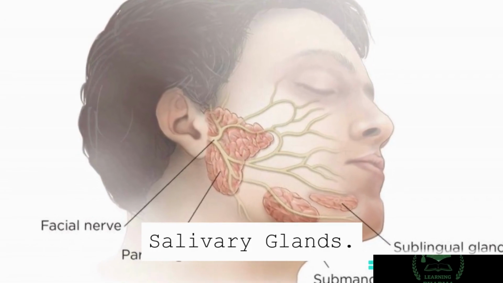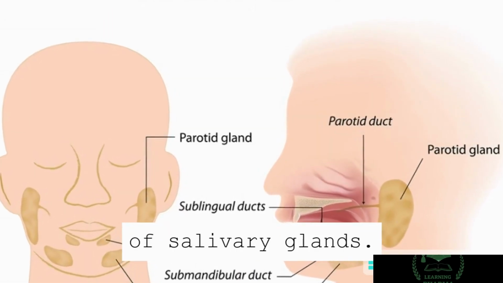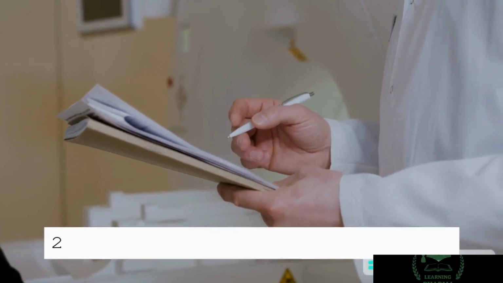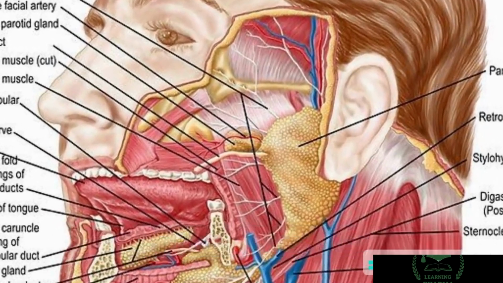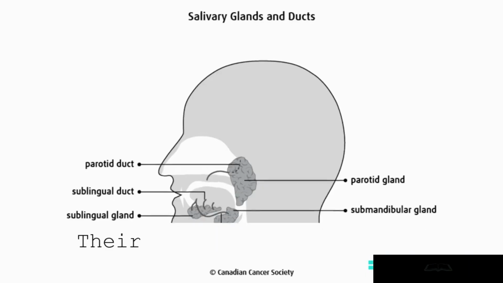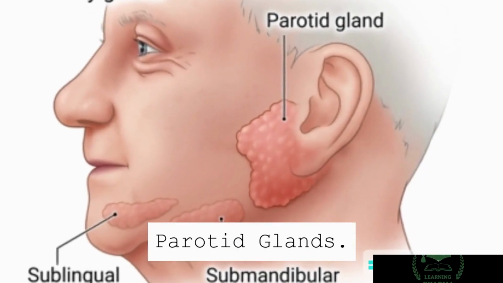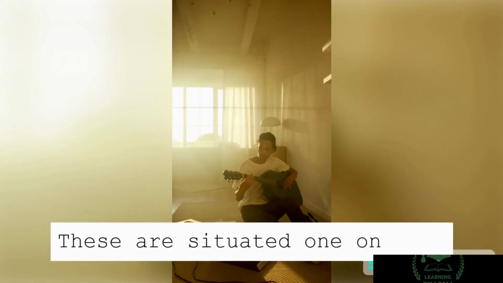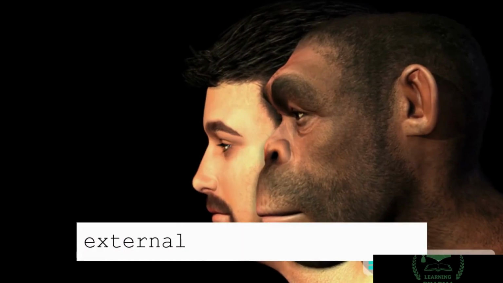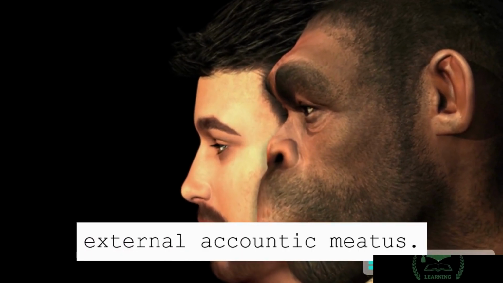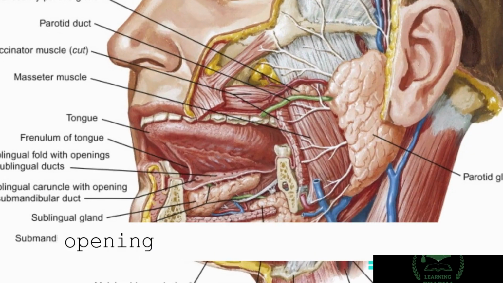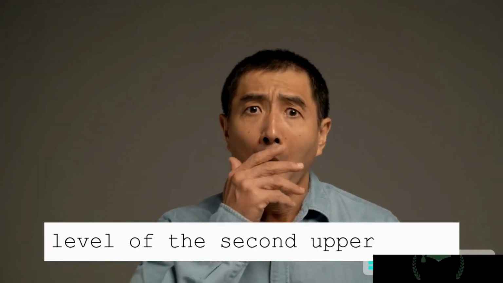Salivary glands. There are 3 pairs of salivary glands. They are 2 parotid, 2 submandibular or submaxillary and 2 sublingual. Their ducts open inside the oral cavity of the mouth. Parotid glands. These are situated one on each side of the face just below the external acoustic meatus. Each gland has a parotid duct opening into the mouth at the level of the second upper molar tooth.